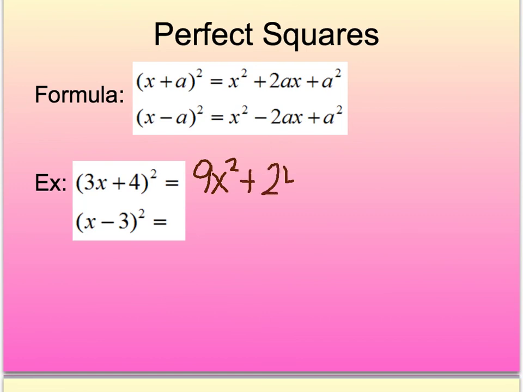24x. And then the formula states take the last term, the a, and square it, and so that would be my 4, and 4 squared is 16, so plus 16. And so I did not have to use the box or distribution to come up with this answer. And so if I recognize this, then I can apply the formula that goes with it.